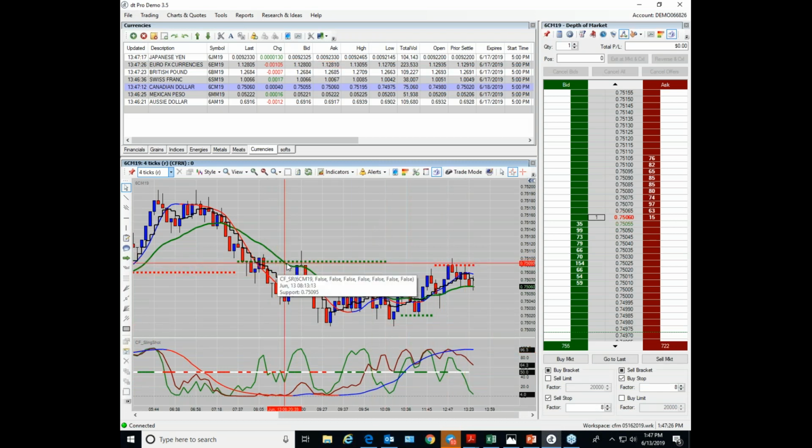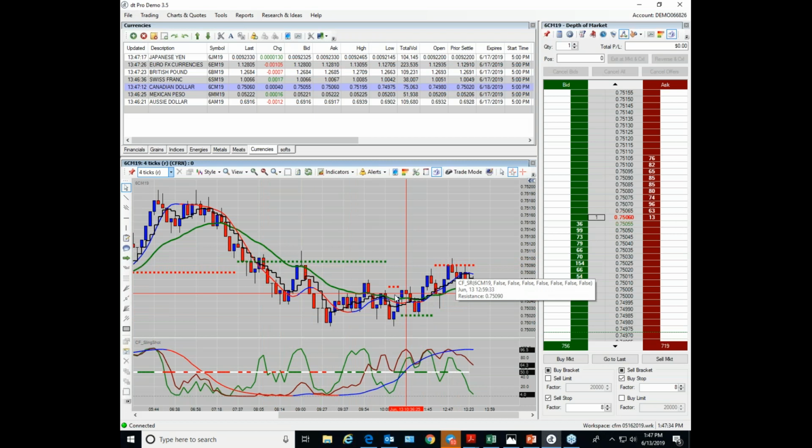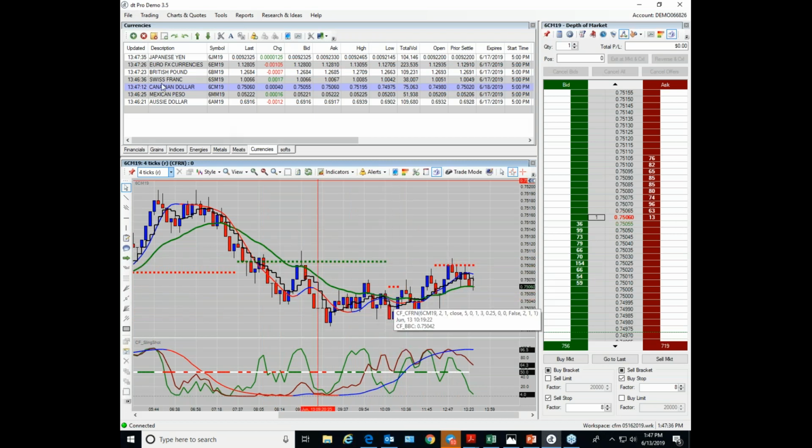Again, dynamic support and resistance are side by side. Okay, the green dots and the red dots are side by side. Okay, so it might be in consolidation mode, not so easy and obvious.